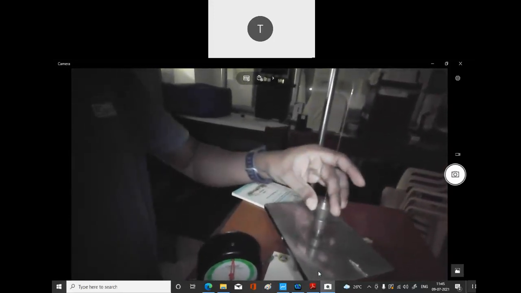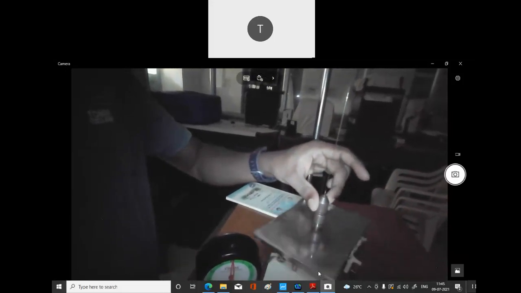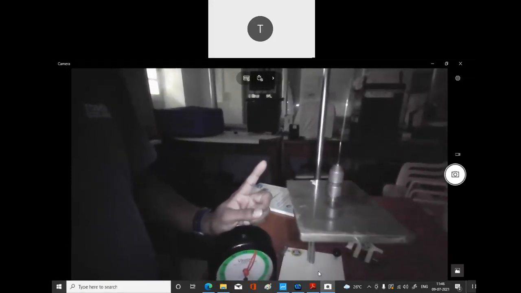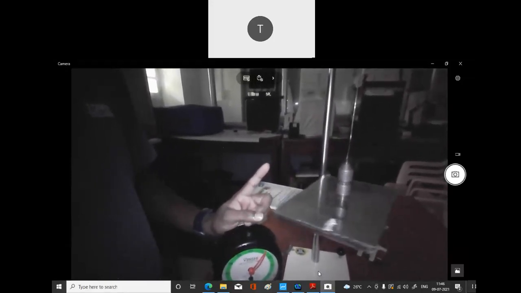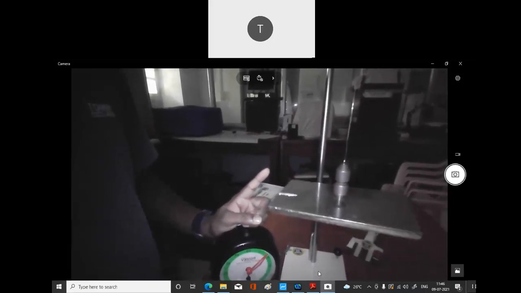Then I give the circular oscillation. I twist it and I leave it. Let it go 1 or 2 rounds, it's not a problem. Once you are ready, when this is coming to this end, I'm going to start the clock. So I started it at this point. That is half an oscillation. You have to wait for it to come back to this position. That is one oscillation.